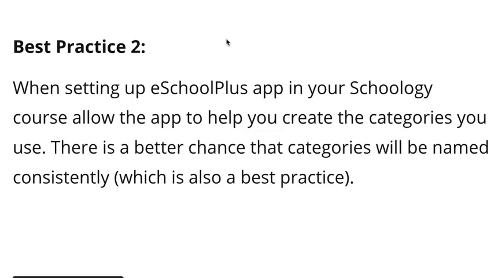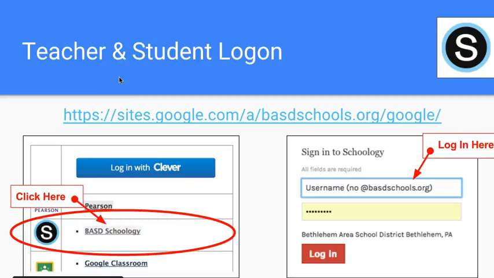This brings us to best practice number 2. When setting up eSchoolPlus app in your Schoology course, allow the app to create the categories you use. There's a better chance that categories will be named consistently. And why is this? Because the eSchoolPlus app in Schoology is going to sync with the categories that we just set up in eSchoolPlus. At this point, you should log into Schoology.